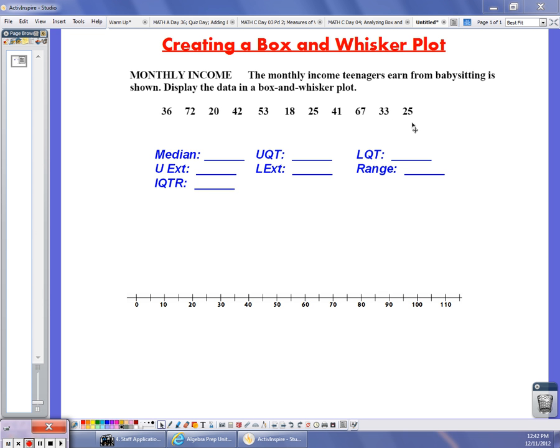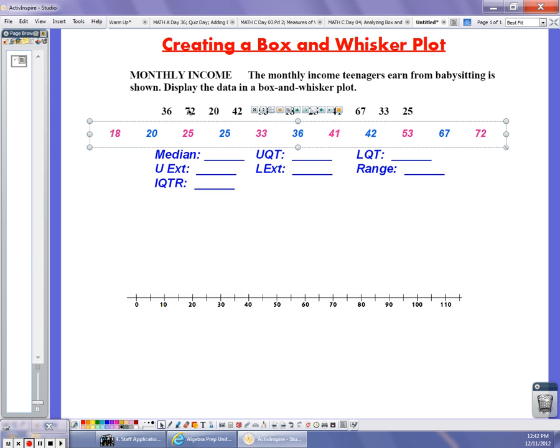Now the first thing that I notice is that our data is not in order from least to greatest, so that's the first thing that I'm going to do, and I've already done that right over here. So now I've put my data in order from least to greatest, and I can go ahead and fill in the missing information. The first thing I notice is the median, and that's the first thing that I need to find.